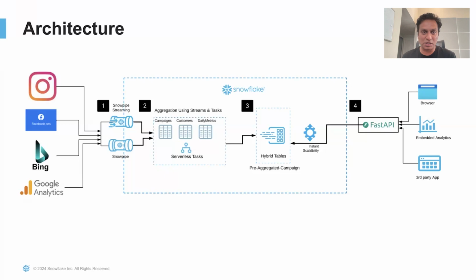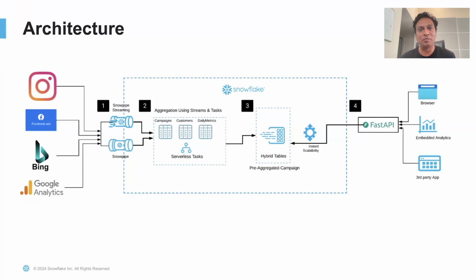As you look at the architecture, which I put here to illustrate the use case, we have different marketing channels pumping or ingesting data into the Snowflake platform via Snowpipe Streaming and Snowpipe. Once the data lands in Snowflake, it lands in standard tables. Once the data lands in standard tables, you can do data transformation using different features in Snowflake like streams and tasks, dynamic tables, and Snowpark.